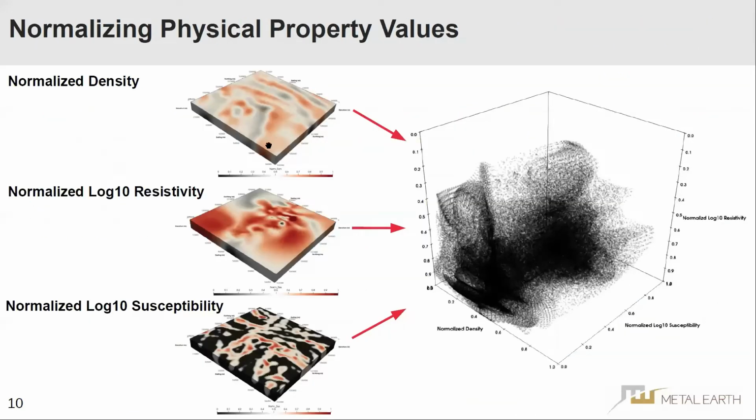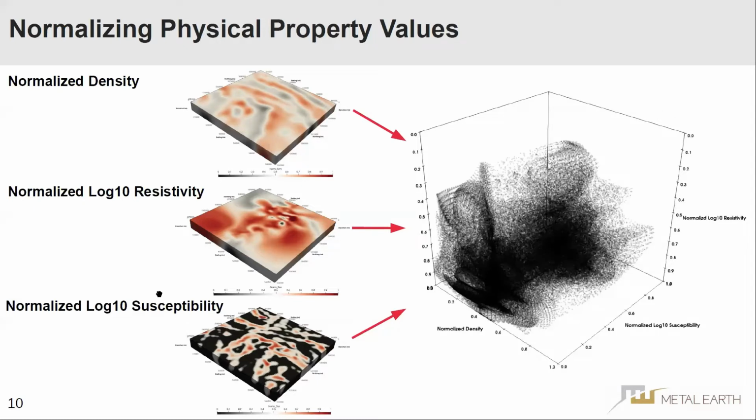So once all the 3D models are generated, they're sitting on the same grid, they have the same number of points and everything. All I need to do is normalize those values between 0 and 1. So the density values here, no matter what they are, I find the minimum and maximum, and I make sure that every value in here will be normalized between 0 and 1.